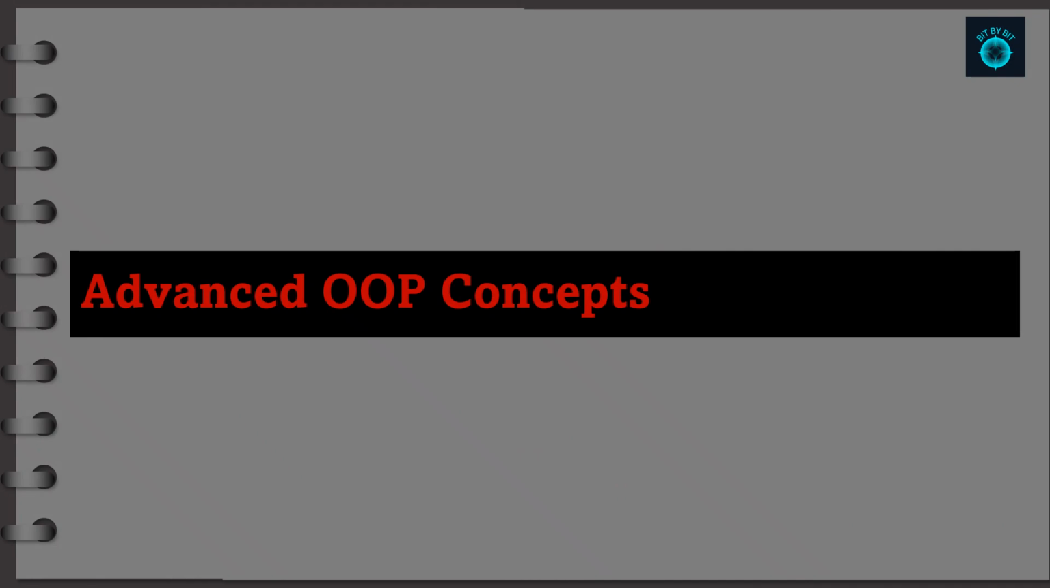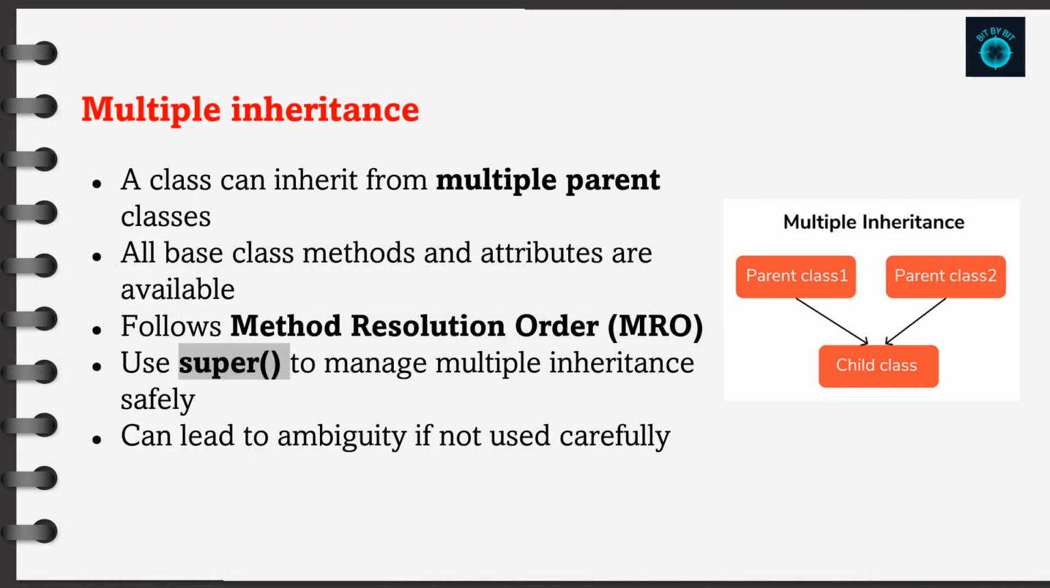Advanced OOP concepts. Multiple inheritance. In Python, multiple inheritance means that a class can inherit from more than one parent class. This allows the child class to reuse and extend behavior from all its parents.